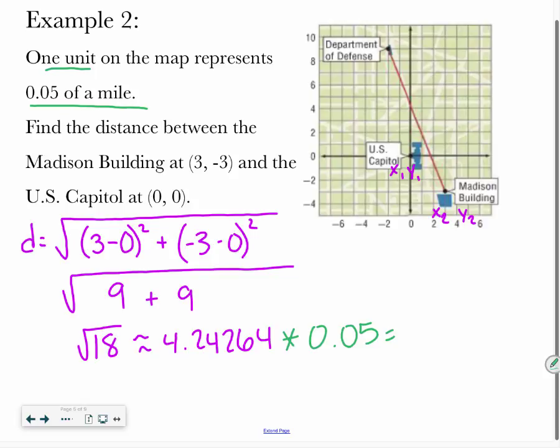We don't measure in units. We measure in miles for maps typically. So that ends up multiplying out to be 0.21 miles. So that is my final answer.